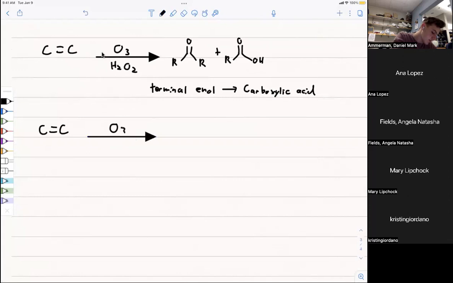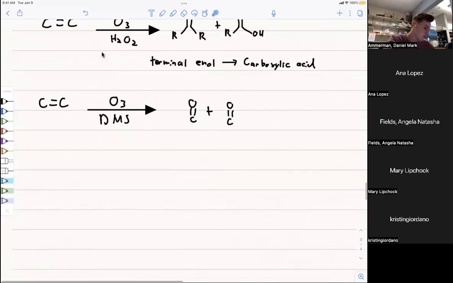This one's the same thing, but instead of having the peroxide, we're going to stop it short with DMS. So remember, if we have DMS, we're going to have a completely different reaction where we're stopped at just this. So if this was terminal, then we would have an aldehyde on the end. And if it was secondary, in the middle, we would end up with a ketone.